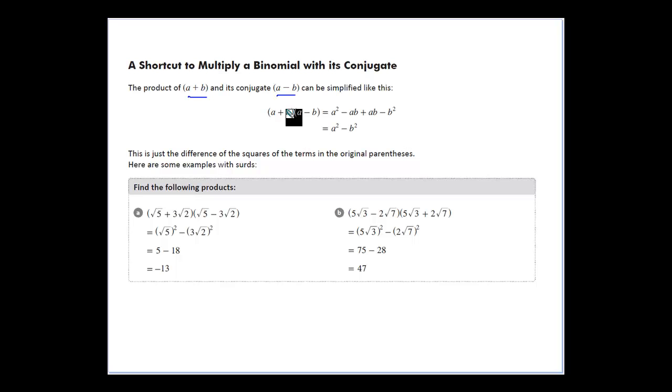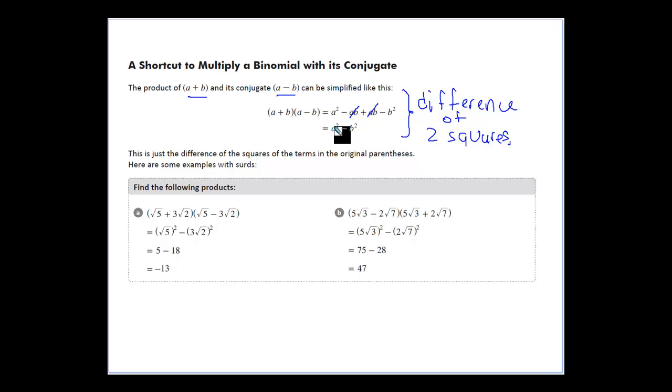Then we get b times positive a, which gives us a positive ab, and b times minus b gives us minus b squared. Now if we collect our like terms, the minus ab and the ab cancel each other out. They go. That's nice, because all we're left with is a squared minus b squared. We call this a little rule the difference of two squares.